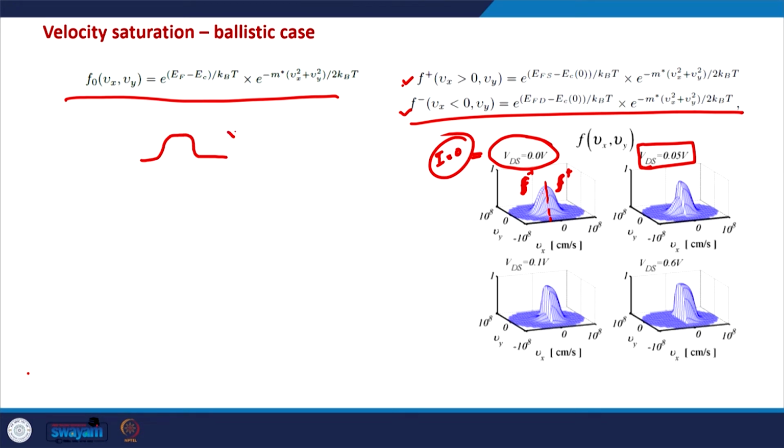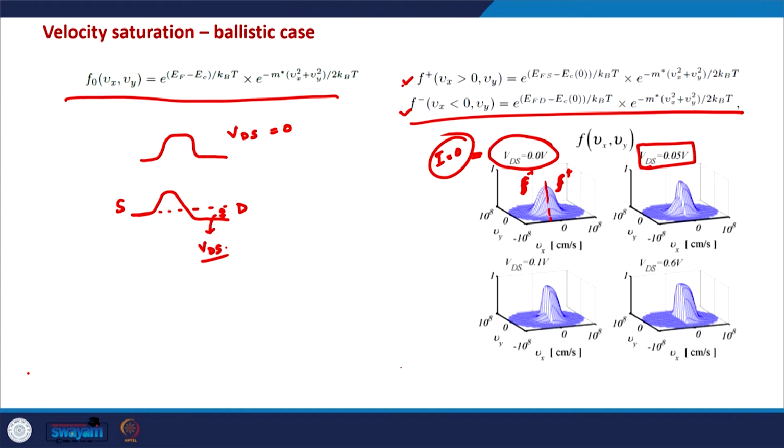This is the case when VDS is 0. When VDS is non-zero, in that case this barrier is slightly tilted, and this is the source side, this is the drain side. Now the drain side is slightly below the source side because some VDS has been applied. Okay. So this is the VDS.